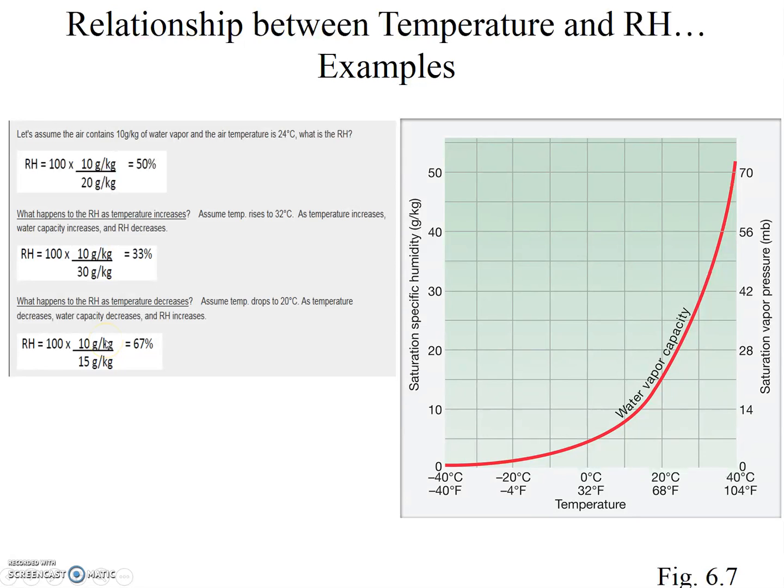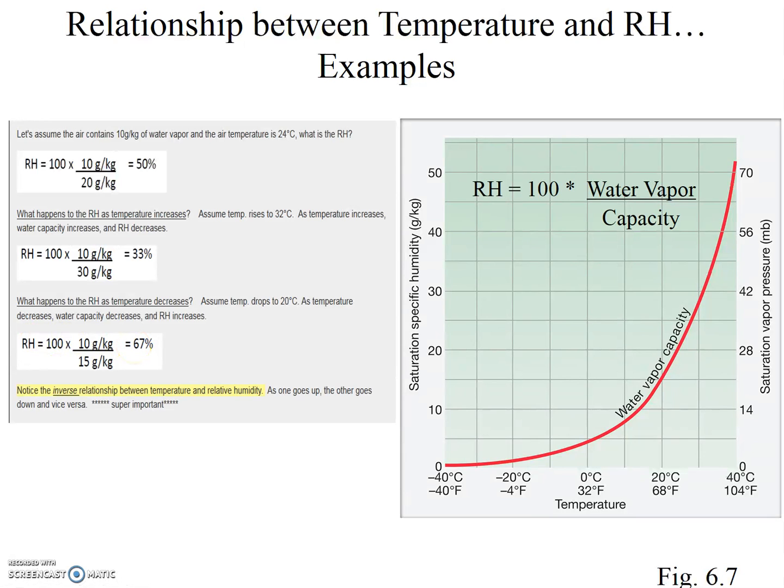Let's do the reverse and assume we have the same amount of water in the air, but the temperature drops. Maybe it's getting close to evening or nighttime. The temperature drops to 20 degrees C, and now the water holding capacity is only 15 grams per kilogram. So as the temperature went down, the water holding capacity of the air went down. Now we have 10 grams divided by 15, 67%. Thus, the relative humidity went up.